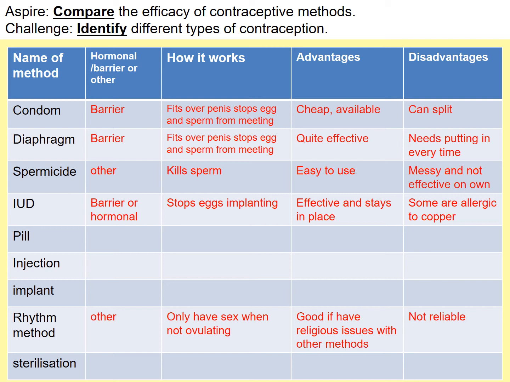And then finally, there's the abstinence or rhythm method, and we would class this as other. It works by only having sex when you are not ovulating. It's good if you have religious issues or health issues with any of the other methods, but the bad thing is it's not particularly reliable. So again, if you need to add any of that information, if you missed any of it, you can just pause the video at this point and add that information.